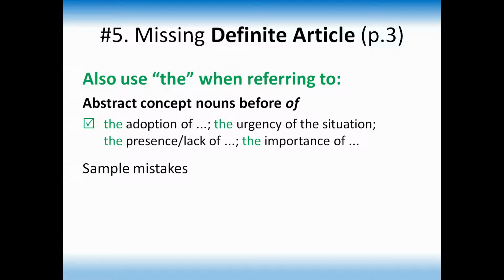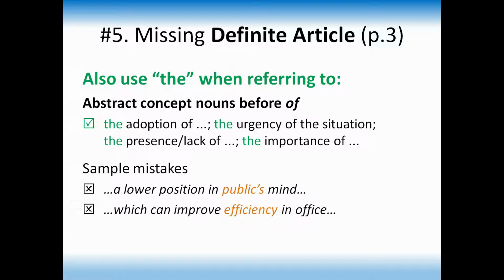Some sample mistakes with the definite article. A lower position in public's mind. It should be the public's mind, just like the community. Which can improve efficiency in office. It should be the efficiency. I might say in the office, or you could also say of the office.